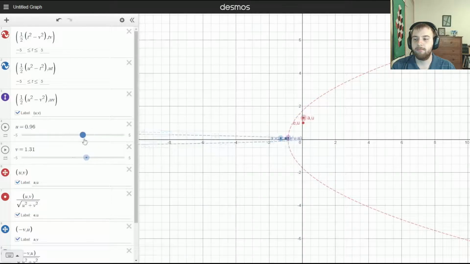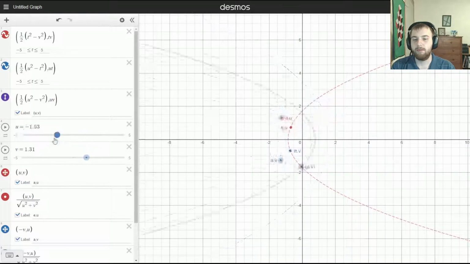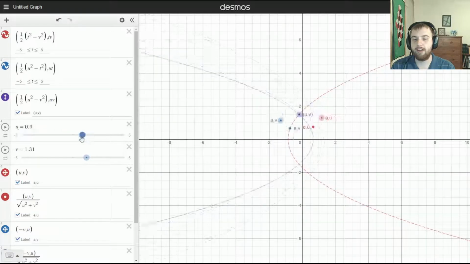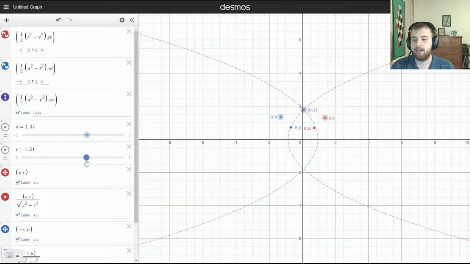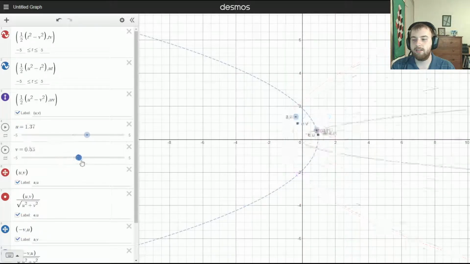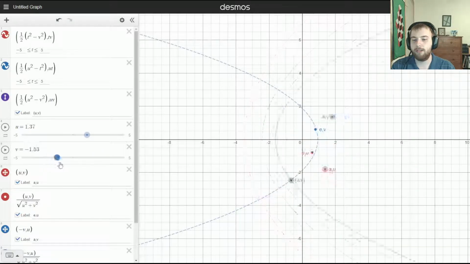So it's with v fixed and u varying. I'm changing u, and that is moving me along the v constant line. And then same with this here. This is with v varying and u fixed. So u is staying put, and I'm moving along the u constant line.